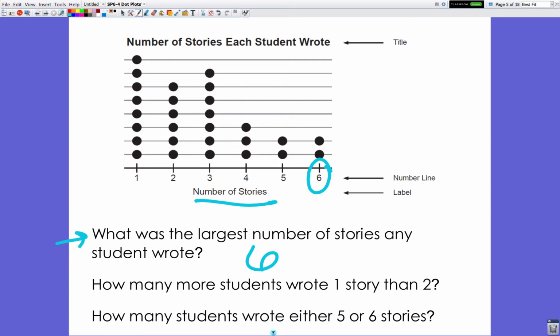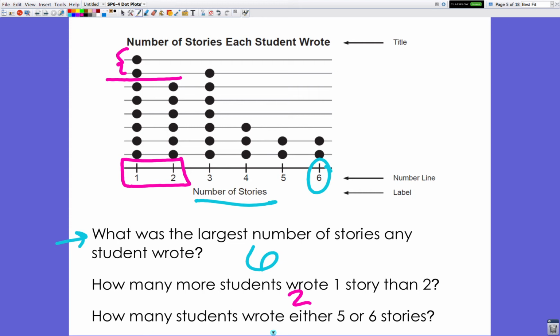How many more students wrote 1 story than 2? So right now we're only using the 1 story and the 2 story stacks. We're not looking at the rest. And they want to know how many more wrote 1 than 2. So I go to the top of 2 and then I count the difference. It looks like 1 story has 2 more data points. So 2 more students wrote 1 story than they did 2 stories.